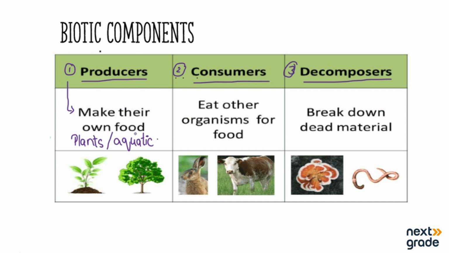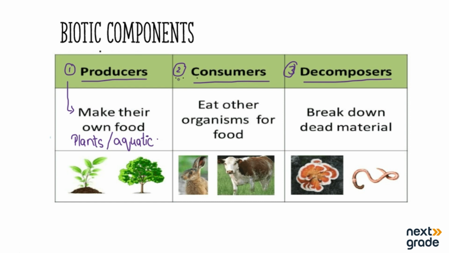Alright, let's move on to the next part, and that is the consumers. Okay? So what is a consumer? The living things which obtain food from other living things are called consumers. They cannot make their own food. वो अपना food खुद से नहीं बना सकते. They depend on plants and other plant eating animals for their food. All animals and humans are consumers.